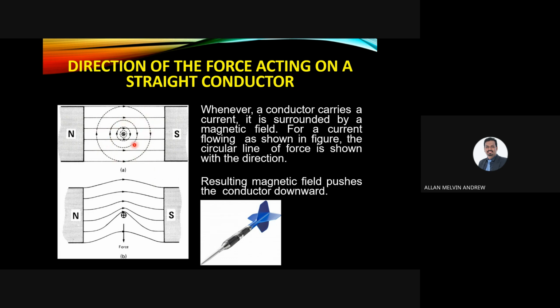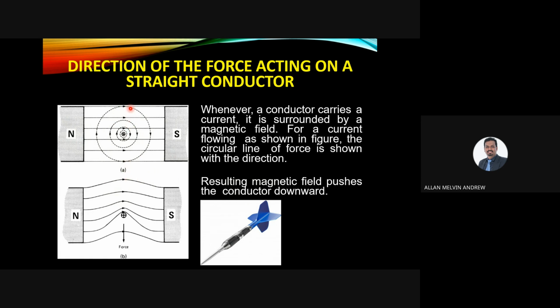So the magnet already has its own magnetic flux, and when we put a conductor, it has its own. What will happen when it combines with the other field to form a resulting magnetic field? It will become like this.